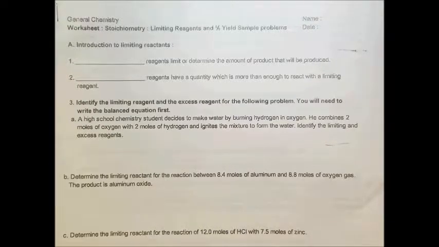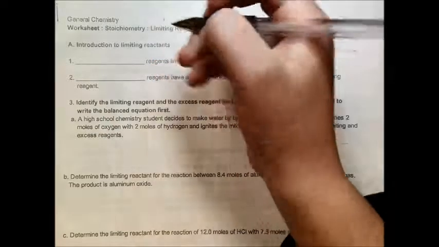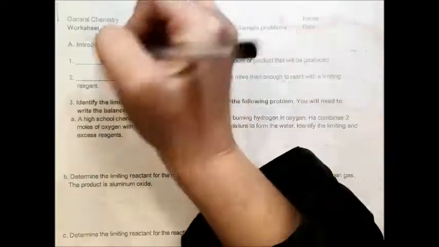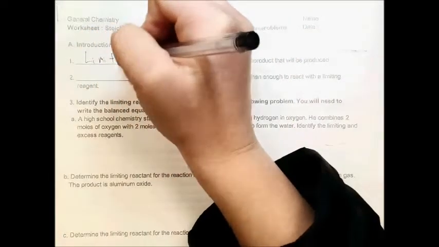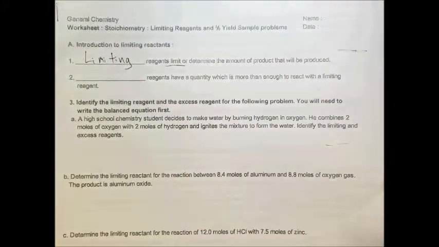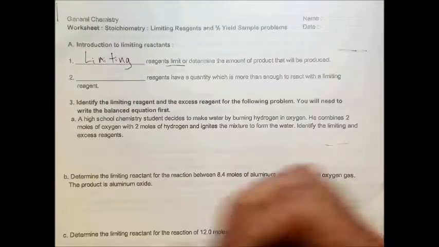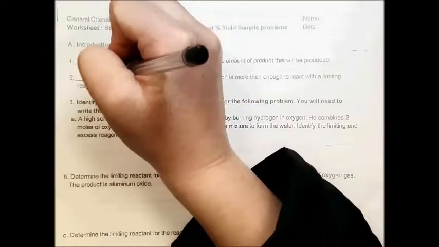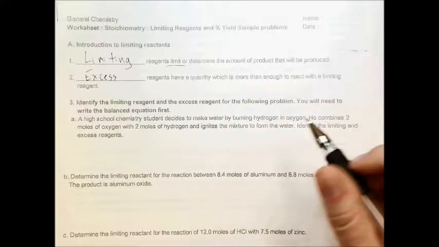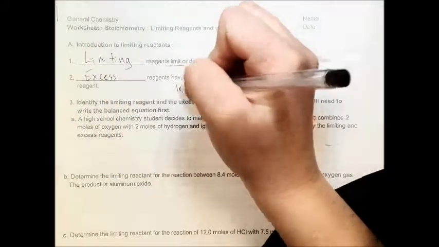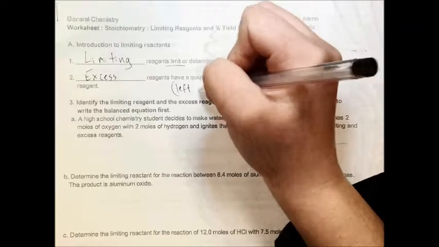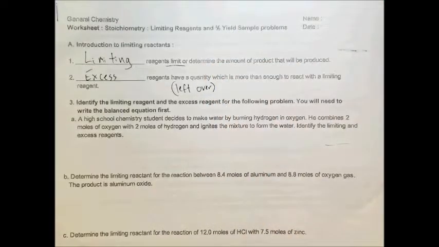For this video, I'm going to talk about limiting reagents and how to solve chemistry problems that ask you to find the limiting reagent. To begin with, we need to understand that a limiting reagent is something that limits the amount of product that could be created. In contrast to that, an excess reagent is something that is going to be left over in the end. You'll have extras, you won't use it all up. So let's look at a sample problem.